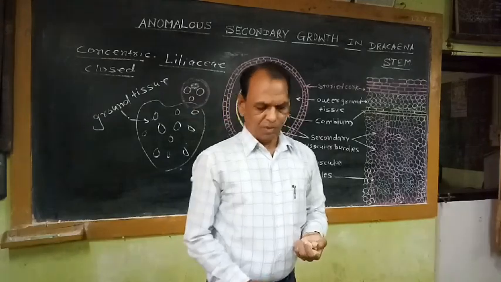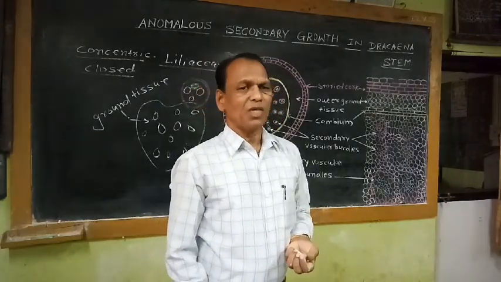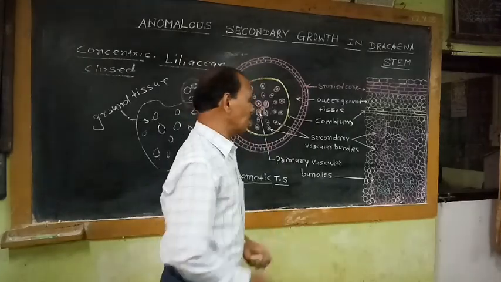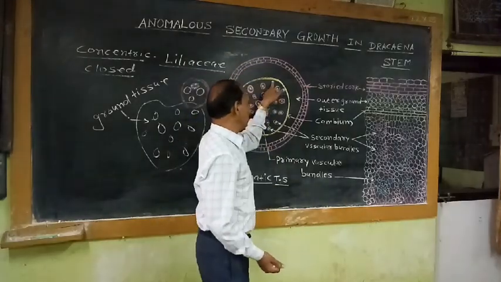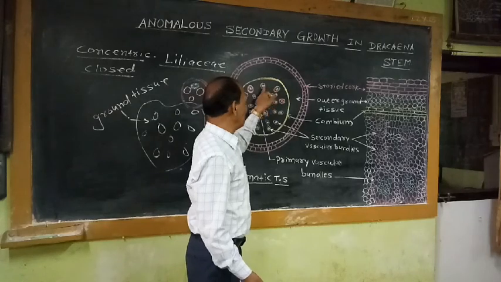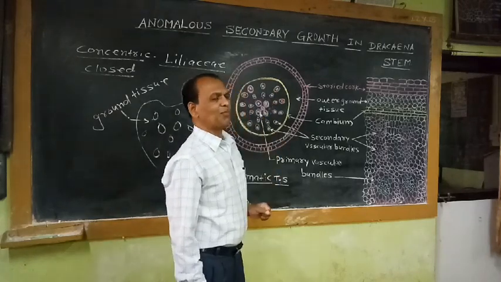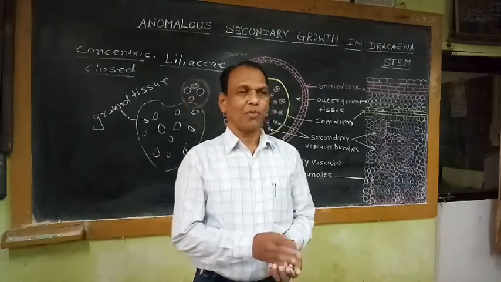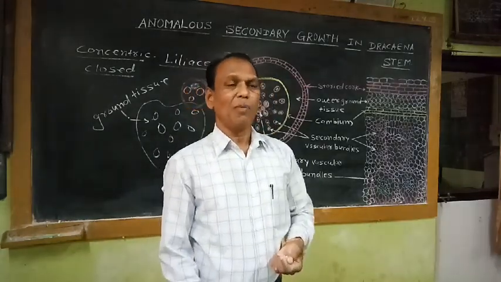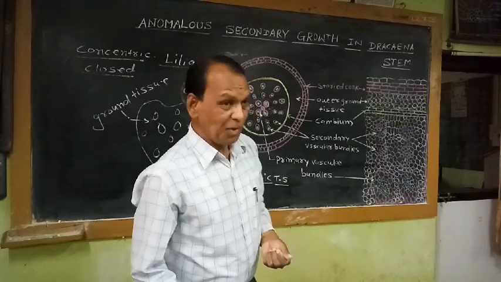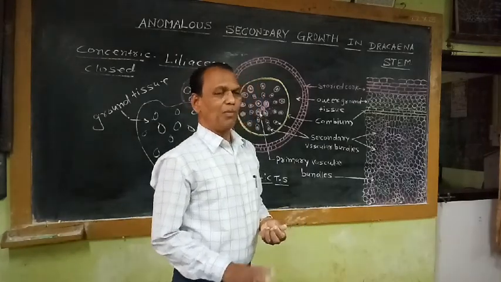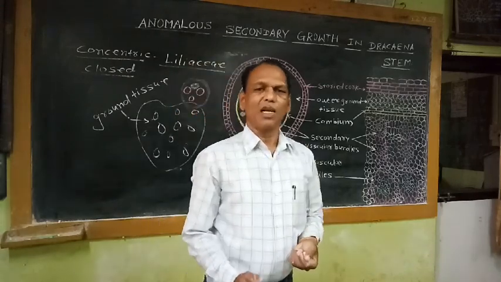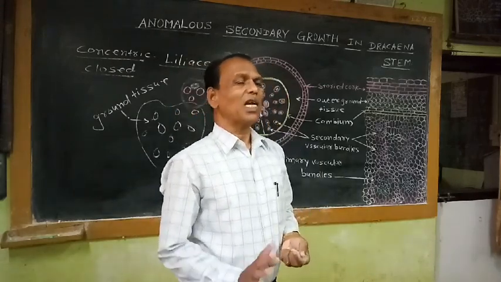So another abnormality shown by this cambium: instead of producing two types of cells, cambium produces three types of cells. That means one type of cells produced by this cambium is in the form of secondary phloem. Another type of cells produced by this cambium is in the form of secondary xylem, and the third type of cells produced by this cambium is in the form of secondary parenchyma cells. That means this is the second abnormality. Cambium, instead of producing two types of cells like secondary xylem and secondary phloem, also produces secondary parenchyma cells.